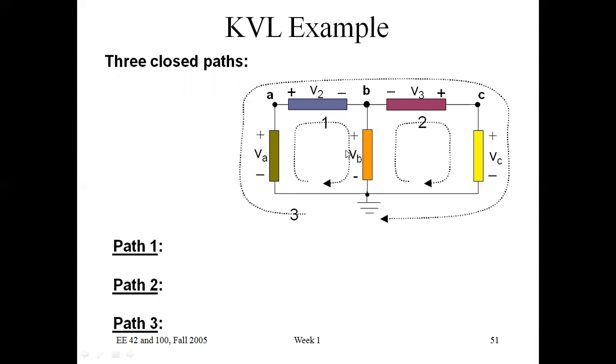So minus V2, minus VB. Here, negative to positive, rise in voltage, so it is plus VA. So it is V2 minus V2 minus VB plus VA is equal to 0. In the same way you can formulate the equation for the other two loops.